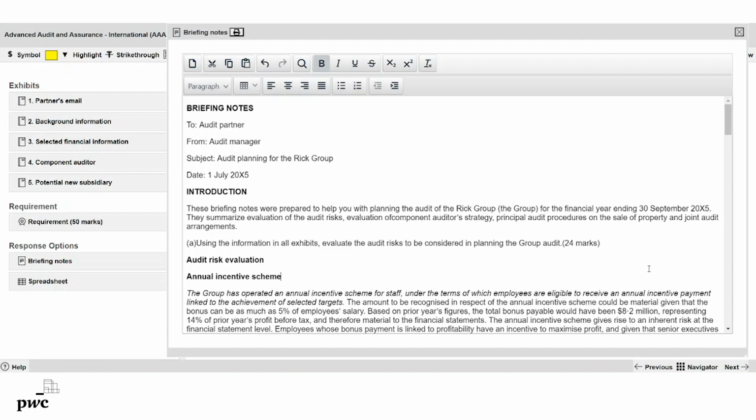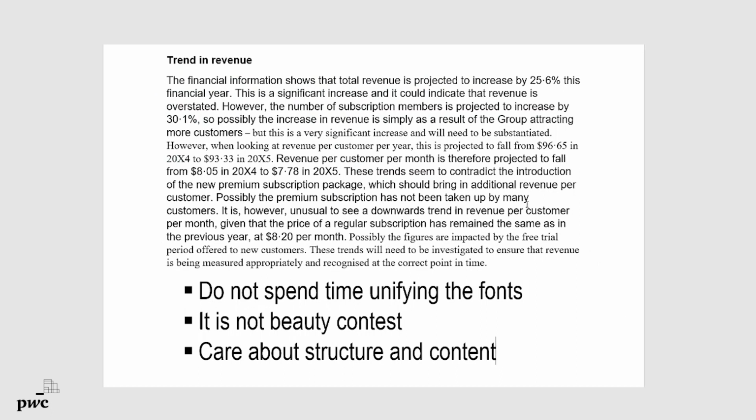First comment relates to appearance of your answer. What I presented here was a very neat and tidy answer. However, what you may end up with in the real exam could be this. You can see I have here the mixture of fonts and sizes of fonts. And that actually can happen in your real life exam because the bits which you copy from the exhibits may have different font than the bits which you add yourselves directly into the response area.